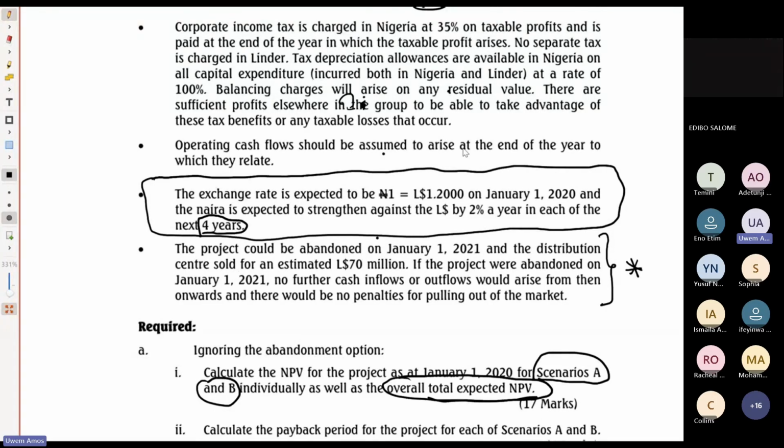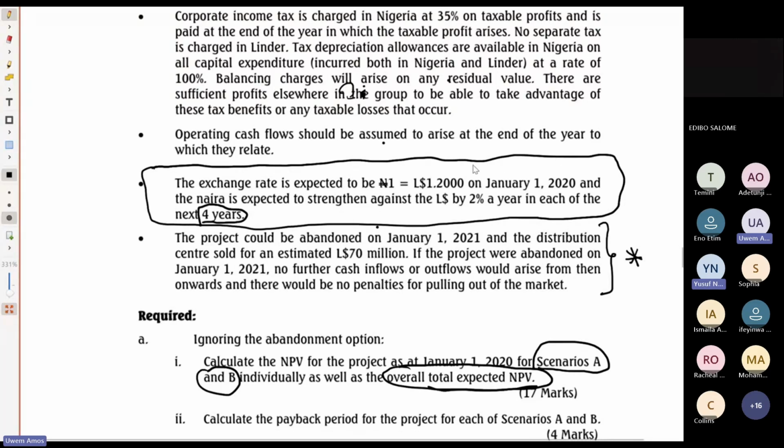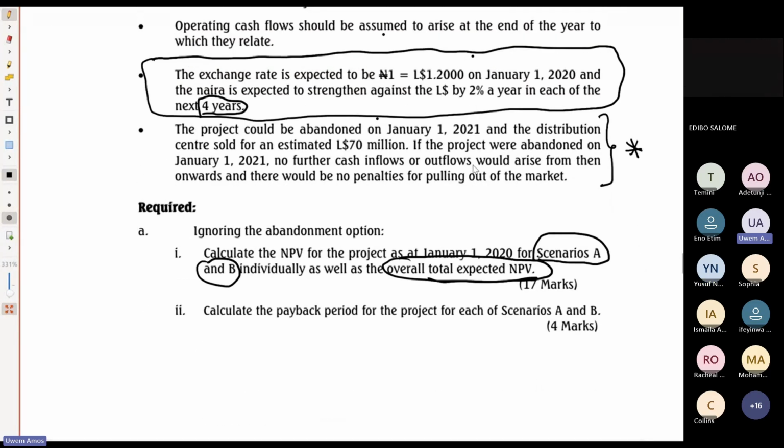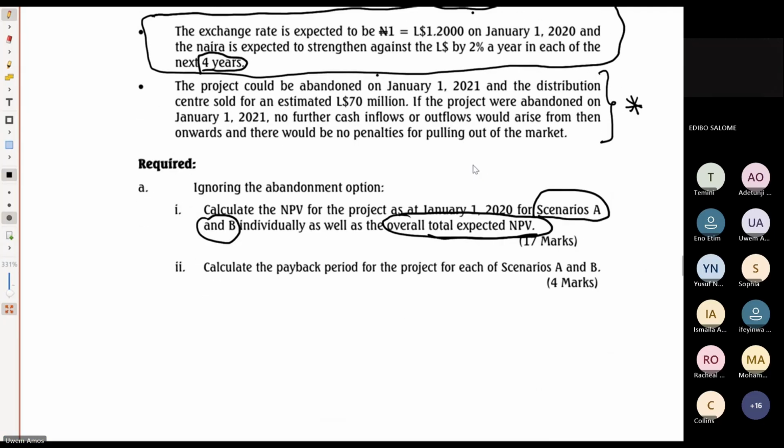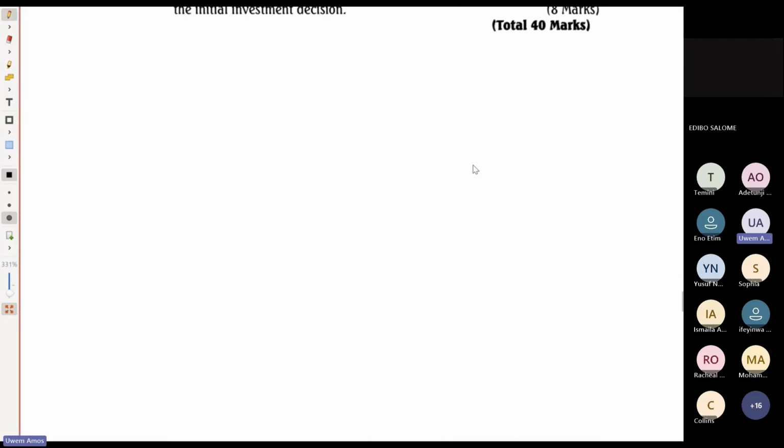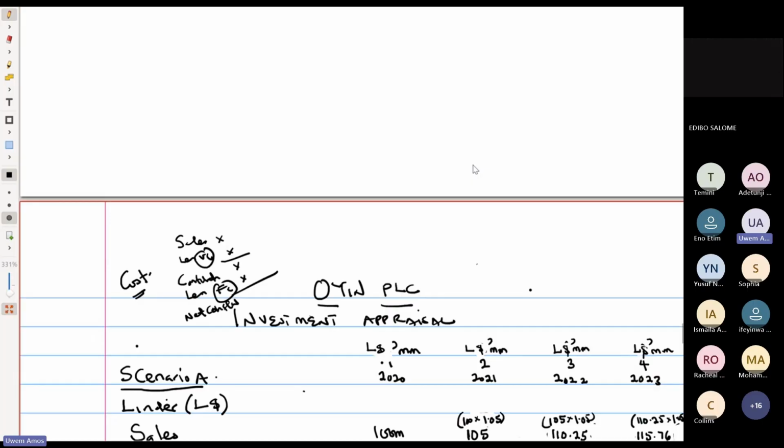So which years are the next 4 years, based on our project for 4 years? 2020, 2021, 22, and 23. Yeah, true. Sometimes you need to pause and read the question to understand it before you proceed. That's very important. Okay.